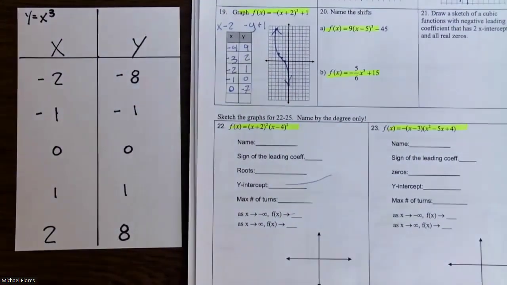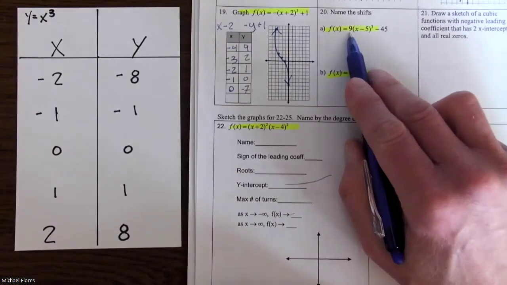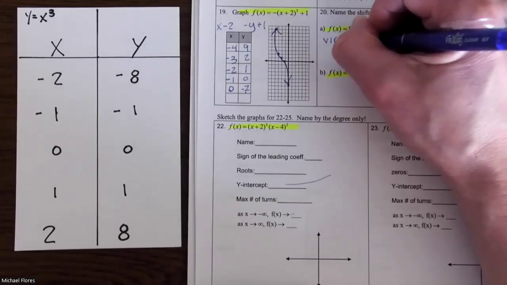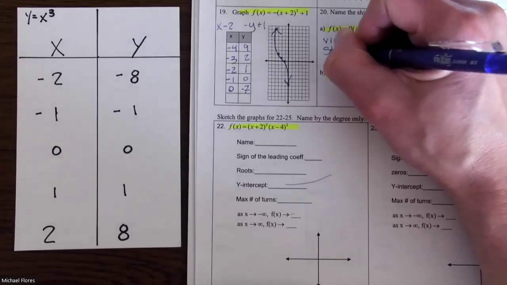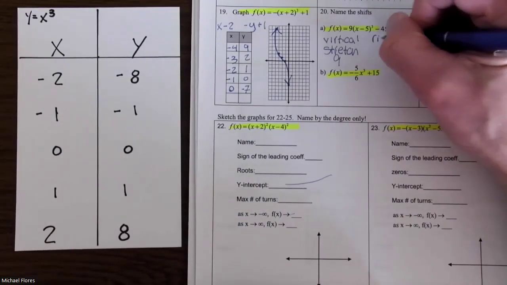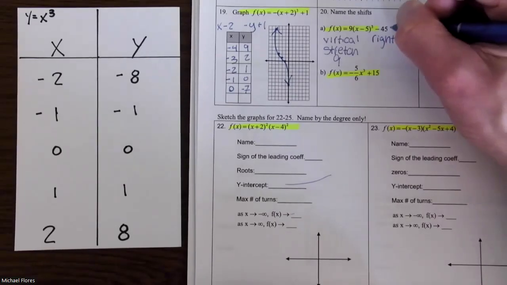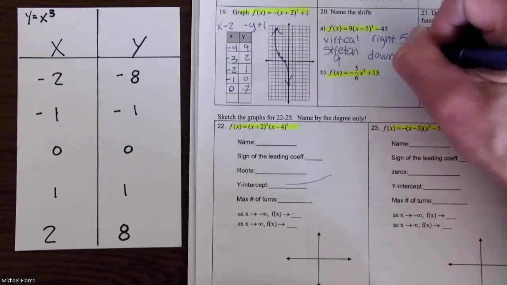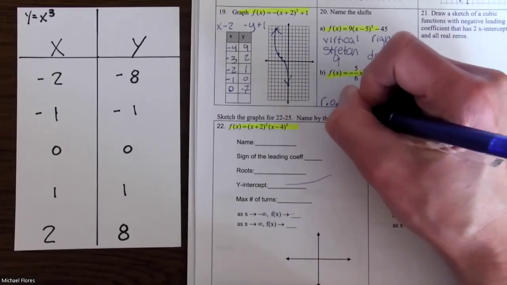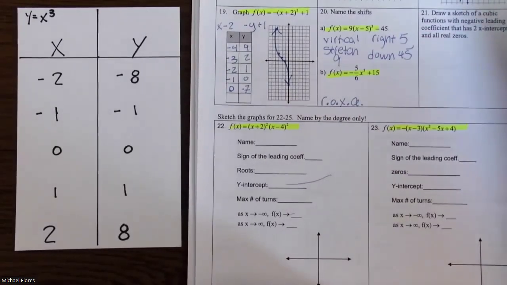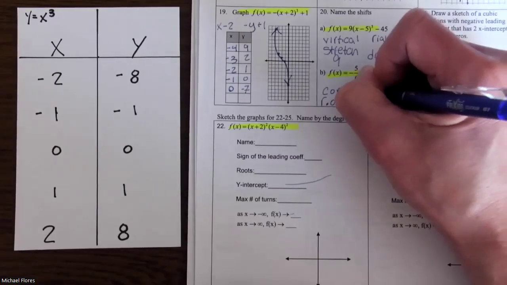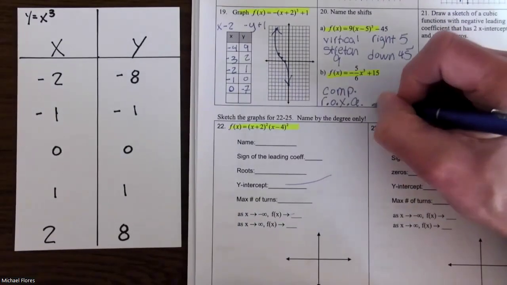Okay, example 20A, we're going to name the shifts. That 9 that is in front of our parentheses, that is a vertical stretch of 9. Here we're going right 5. And here down 45. Over here, that negative is a reflection over the x-axis. 5/6, that's a proper fraction, so that's a vertical compression. And then here, up 15.